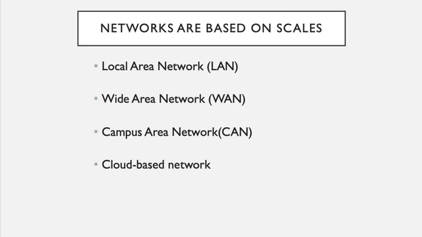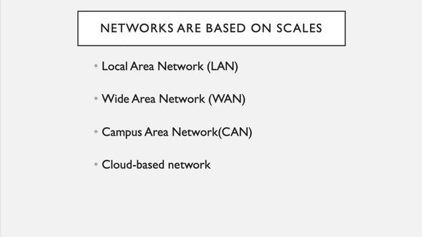There are 4 different networks that we're going to discuss. So the first network is a local area network. And the reason we're going to discuss different networks is because these networks are based on scales. So the local area network is a network within a building. So this might be within your school.